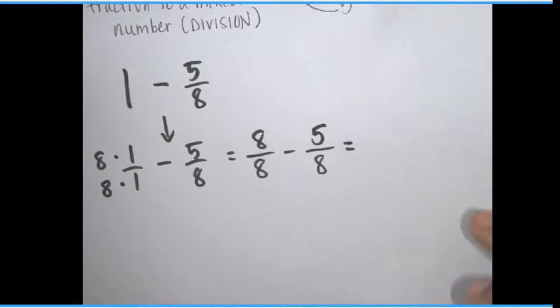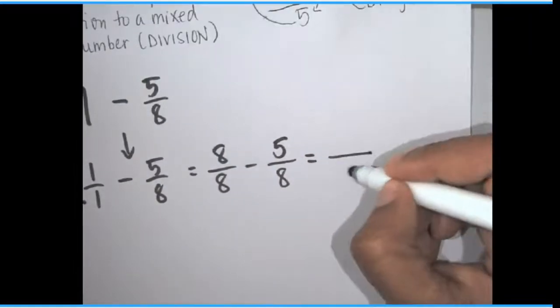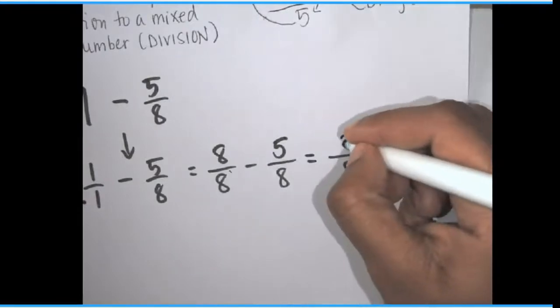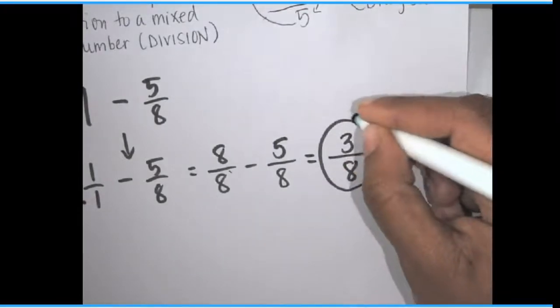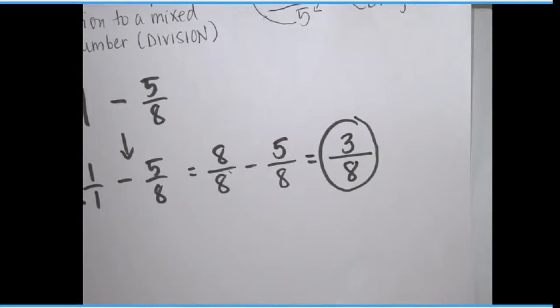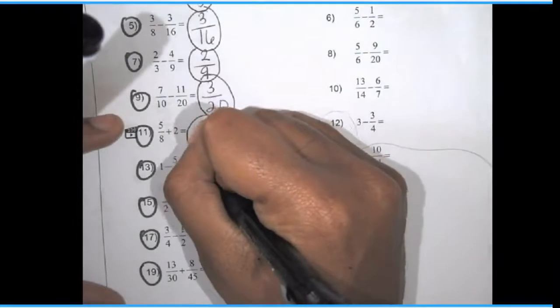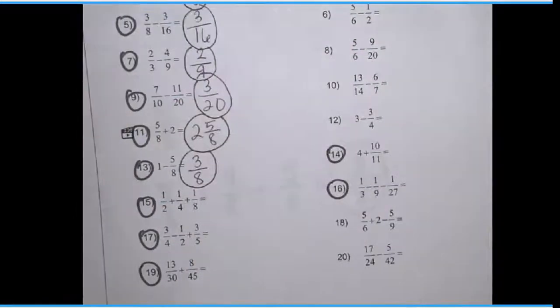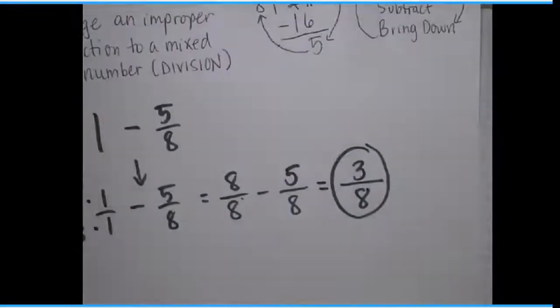Okay, now we're going to subtract across. Leave our 8 there, and 8 minus 5 is 3. So the final answer for number 13 is going to be 3/8. Okay, 3/8 and circle. All right, good deal. Okay, so I think I'm going to leave these for you guys to do, like all the evens, just to make sure you practice quite a bit. So let me do number 15, 17, and 19.